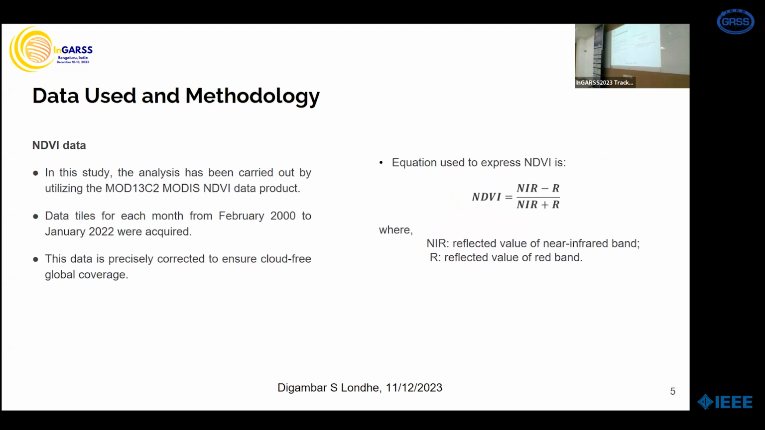So these are the data sets used and the methodology. The data used is the MODIS data, the MOD13C2 data product, which has a spatial resolution of 0.05 degree and a temporal resolution of 16 days. This is the equation which explains how the NDVI is calculated by using the bands which are recorded by the remote sensing data.